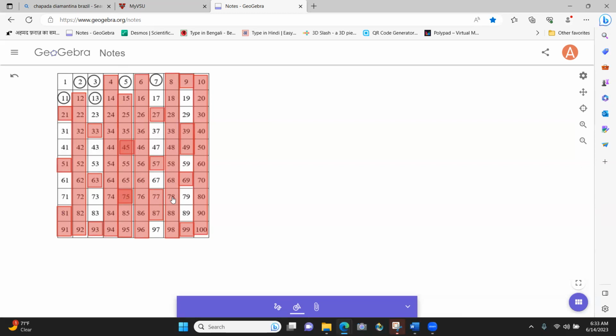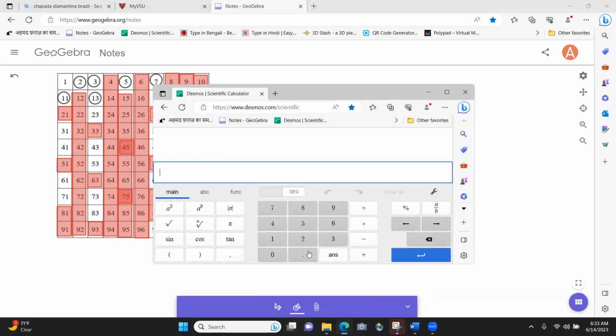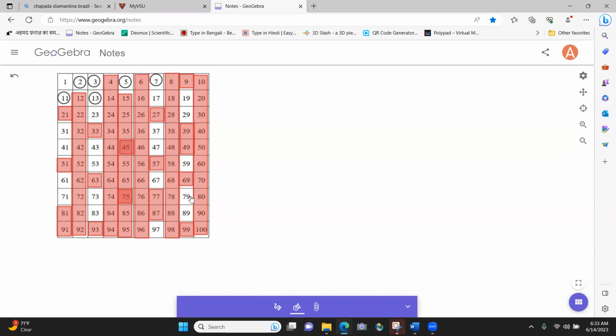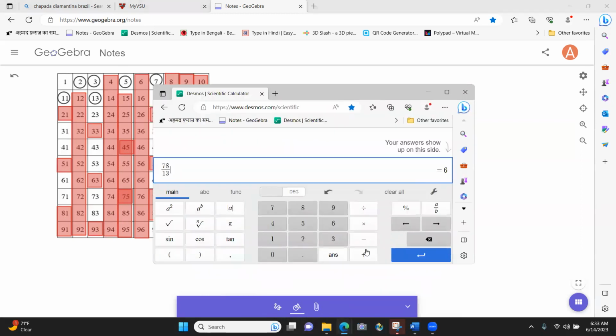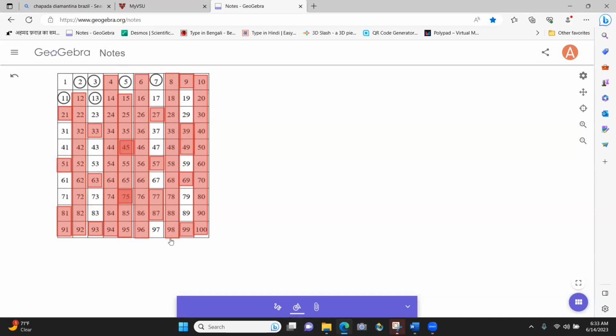78 is divisible by 13. Gone. I will check because if I miscount, it's not going to be nice. 78 divided by 13. Yes. All right. 1, 2, 3, 4, 5, 6, 7, 8, 9, 10, 11, 12, 13. 91 is divisible by 13. I'm pretty sure about that, but I'm going to check, and it's already gone. Good news. That's plenty.